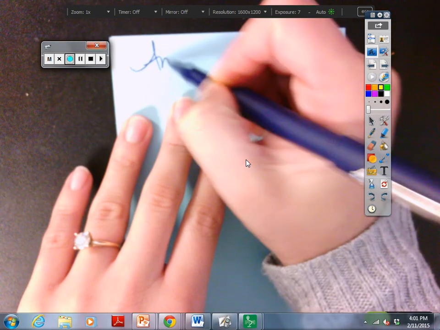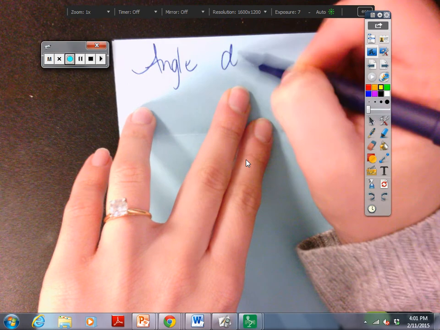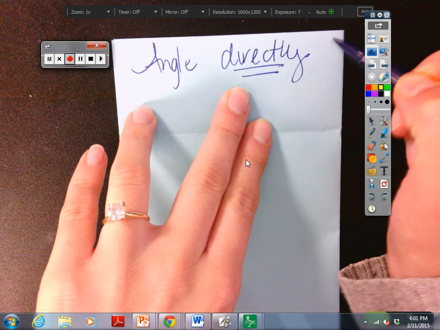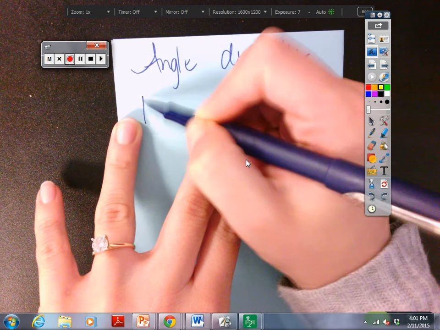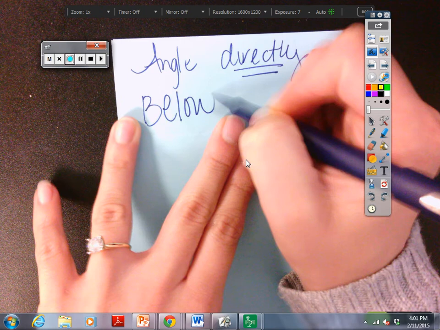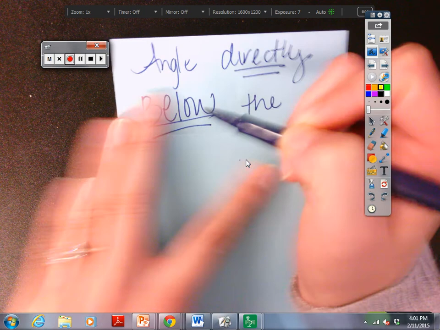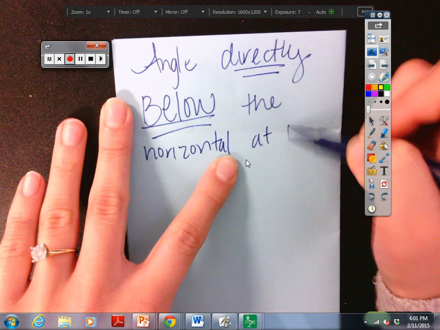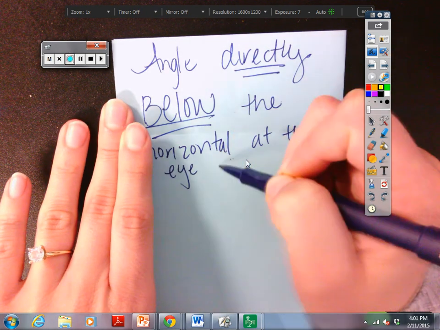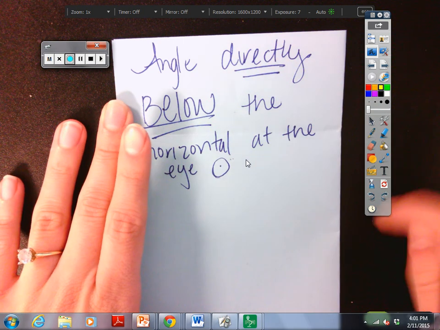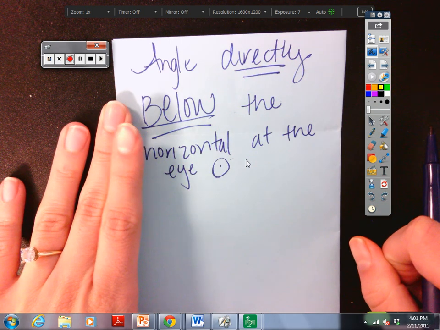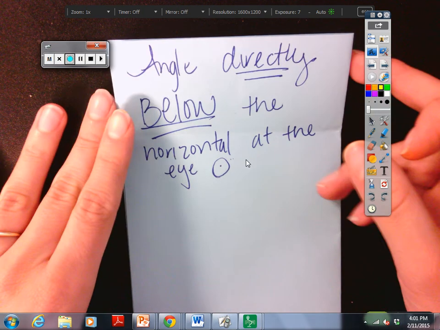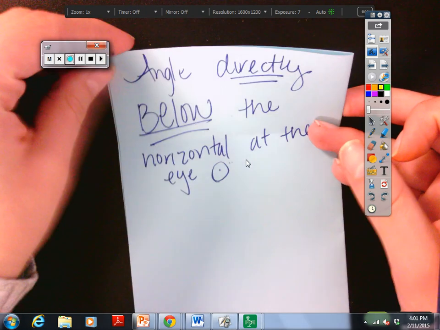It's an angle directly. Please underline that. That's going to be really important because some people mess up on this part, so make sure you underline that. Angle directly below the horizontal line at the eye. Yes, I'm talking about the eye on your face. So angle of depression is the angle directly below the horizontal line at the eye. What I'm going to do next is show you what it looks like.